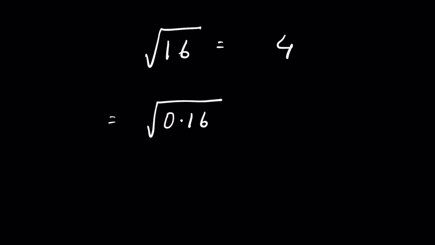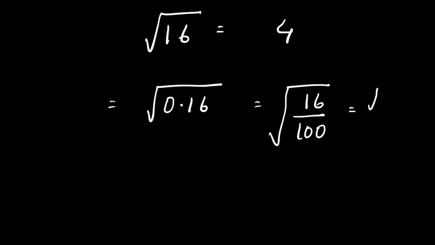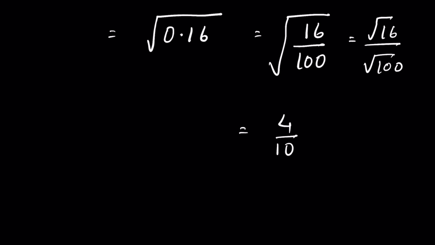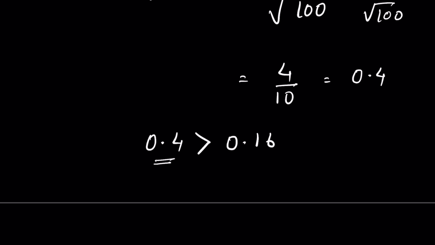For example, square root of 16 is 4. But what if you have to find the square root of 0.16? Square root of 0.16, let's first convert it into a fraction. It will be 16 upon 100 under square root, or you can write it as 16 under square root upon 100 under square root, or it will be 4 upon 10, and 4 upon 10 in decimal form will be 0.4, and 0.4 is bigger than 0.16. This number that we got after finding the square root is bigger than the number itself.